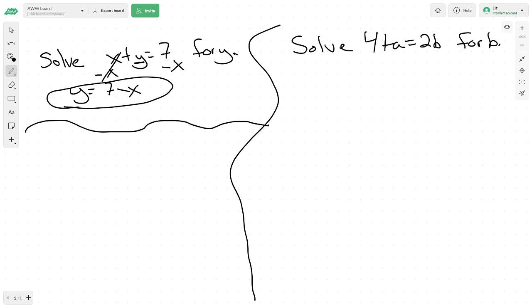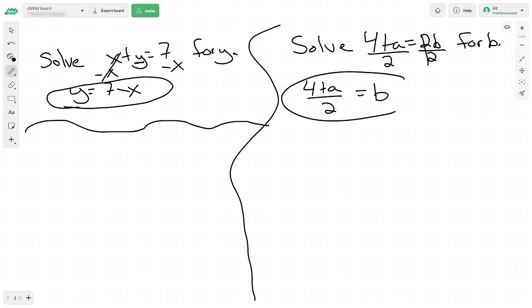Then I need to solve 4 plus a equals 2b for b. So 2 is being multiplied to b, so we're going to divide it. What I do to one side, I have to do to the other. So 4 plus a over 2 equals b. I got b by itself. That's all we had to do. We are done. Let's look at one more example here.